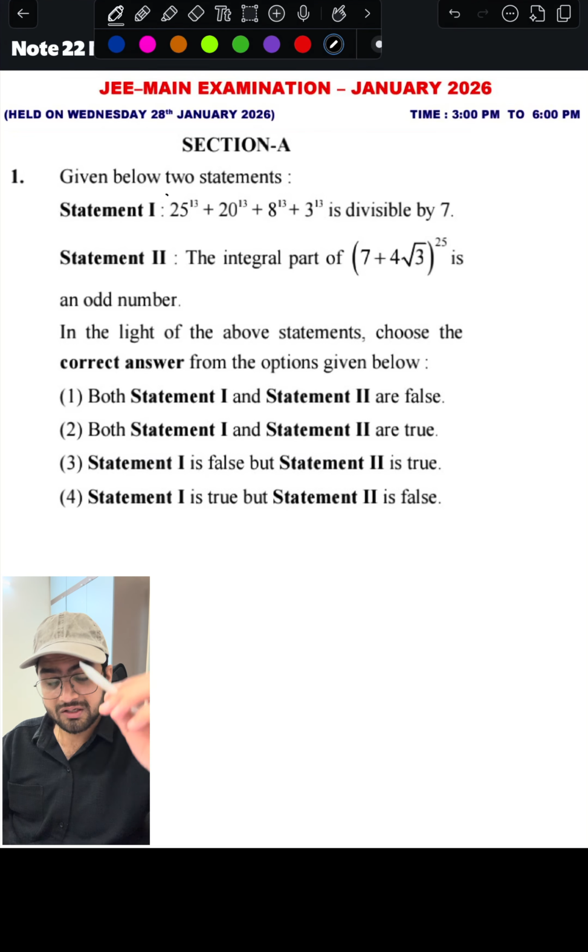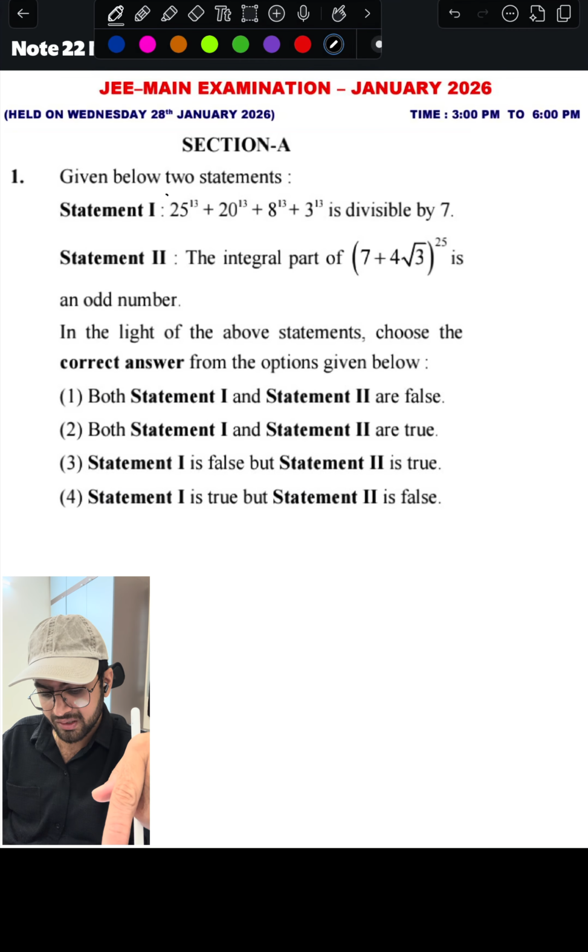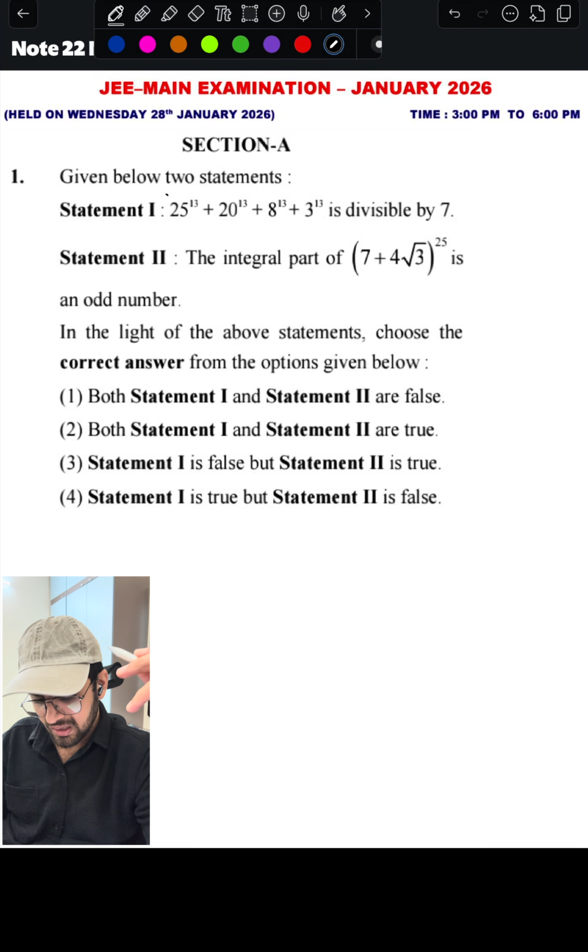Hi guys, in this video we are going to discuss the 28th January evening session paper, and this was considered as the second toughest paper of all mathematics papers in the January session. Let's see whether it is really tough or not, right? So we'll start with the first question itself.